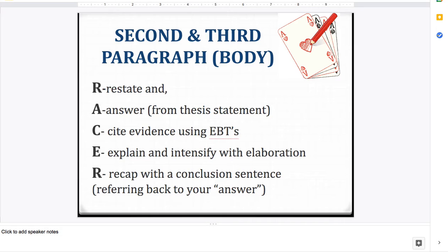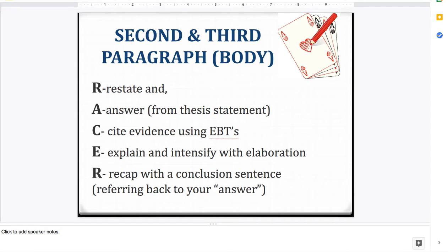You want to cite evidence using those EBTs. Tell us, according to page blank, or as stated on chapter 5, or as stated on paragraph 5, right? If you're citing from a short text. Or maybe since we're citing from our novel, and our novel is written in first person, one of the EBTs you can use is Jerome states, or according to Jerome, or on chapter 5, Jerome mentions blank, right? Make sure you're using those EBTs.